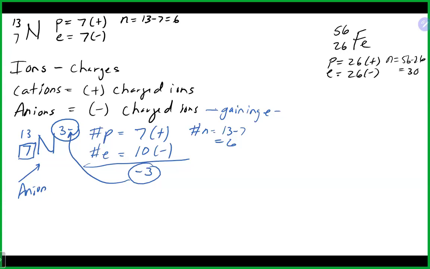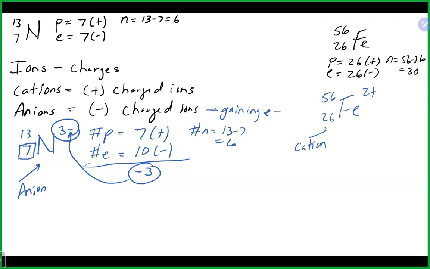Now, if we go to something like iron over here, and we take kind of the same thing, except we give it a charge like this. We'll go with a +2 charge. This guy has a positive charge. This guy is what is known as a cation because it has a positive charge.